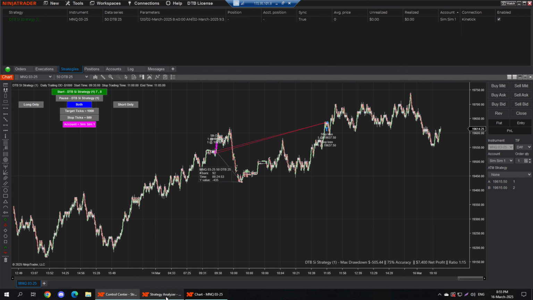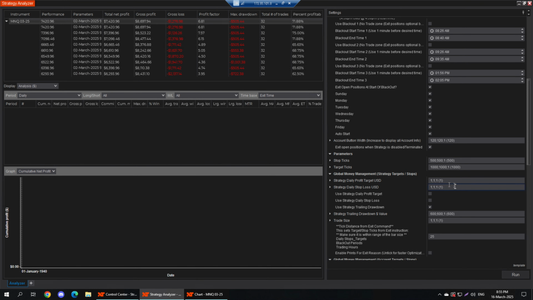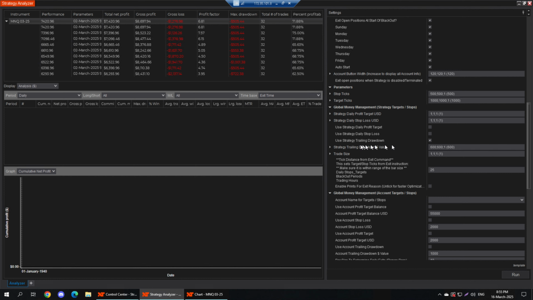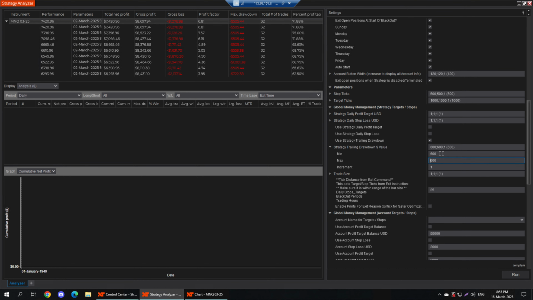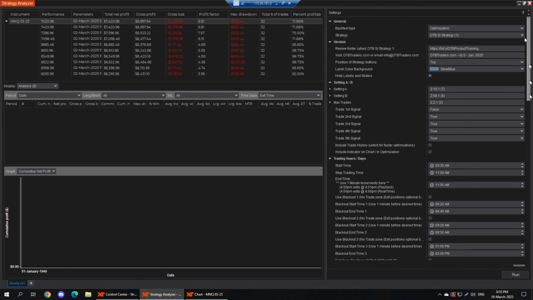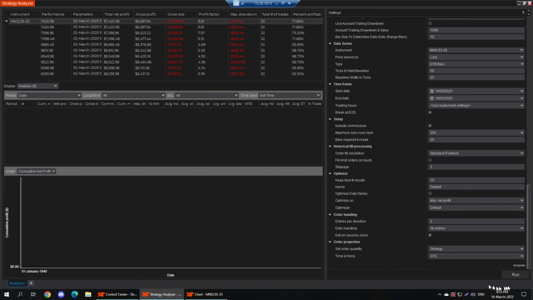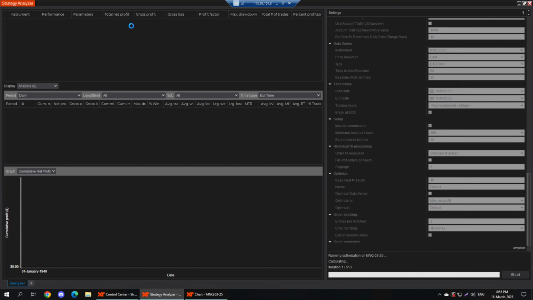So obviously, going into the strategy analyzer, you can go and adjust these values. That's why it's good to play around with this and say, you know what, I'm prepared for whatever drawdown. So if you want to use $1,000 as an example, all you have to do is run that strategy analyzer with that updated value, click on run, and then we'll see what that produces.